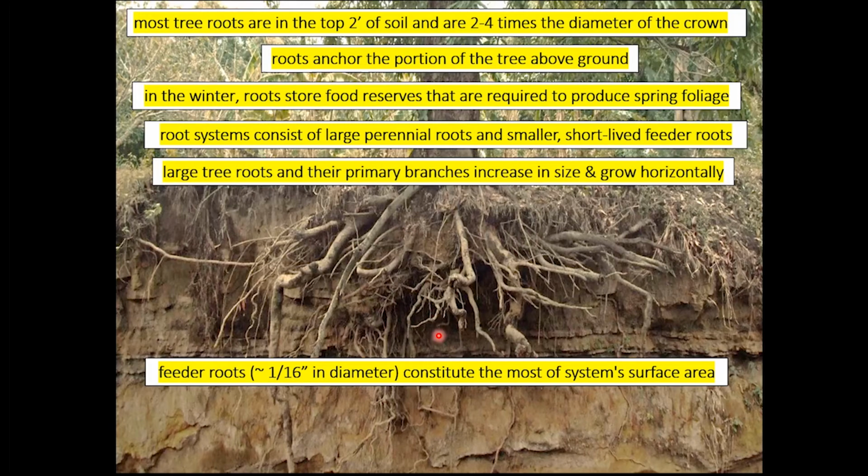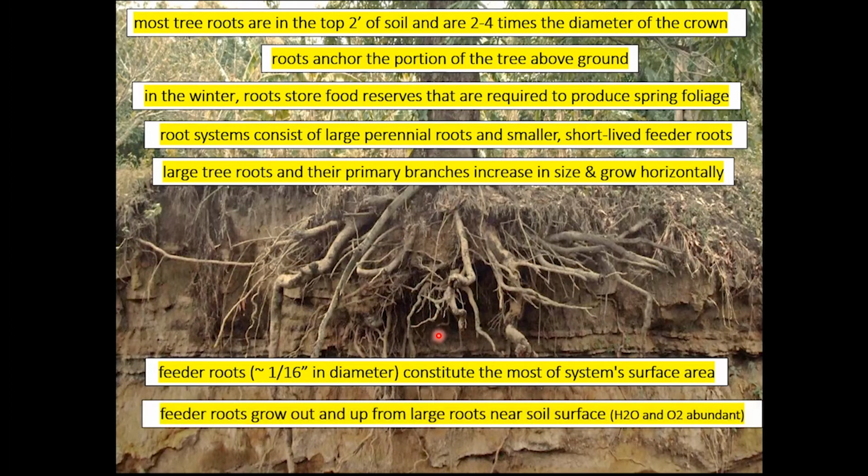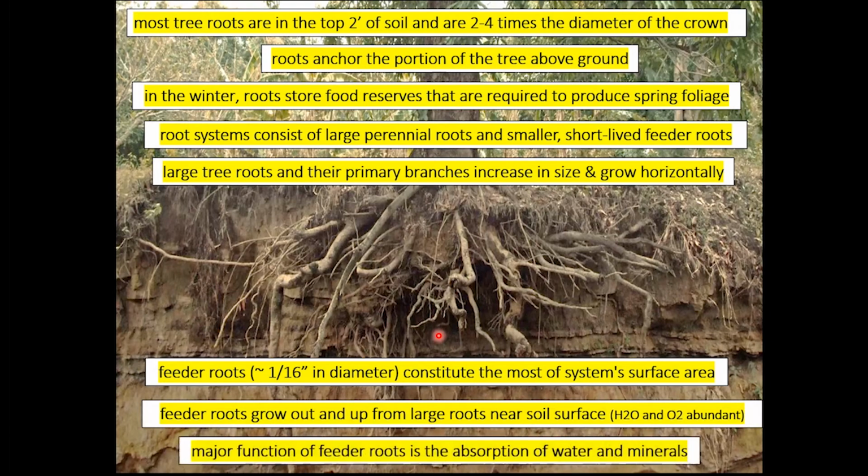Same thing for a flood. Sometimes a flood can rot those feeder roots. The feeder roots grow out and up from large roots near the soil surface when water and oxygen are abundant. And the major function of those feeder roots is absorbing water and minerals. So they're very necessary. You should be real careful when you're constructing something around a tree.